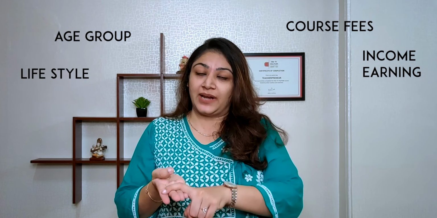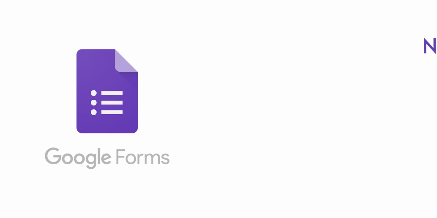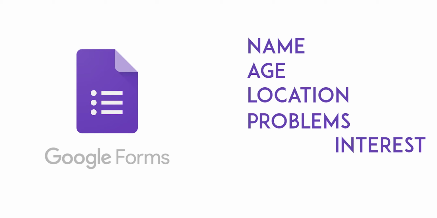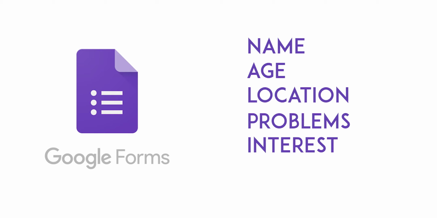You have to find out which age group it will be for, what kind of lifestyle they have, how much they are willing to pay for a course, what their income bracket is, etc. You could make a Google form with questions like, what is your name, what is your age, where do you belong, what problems do you face regarding homemaking. If there's an online course about homemaking, would you be interested in it? If yes, how much would you be willing to pay? What would you like to learn inside this course, etc.